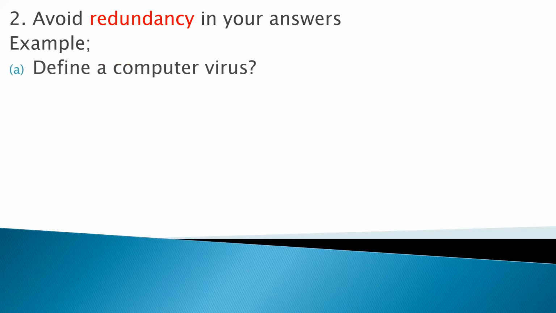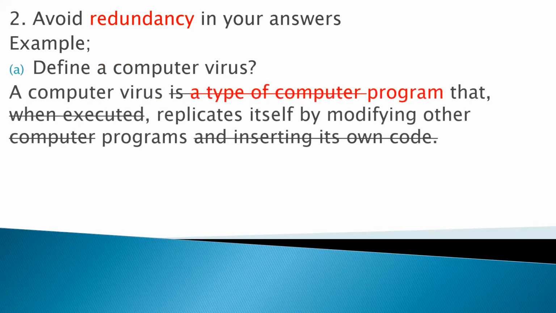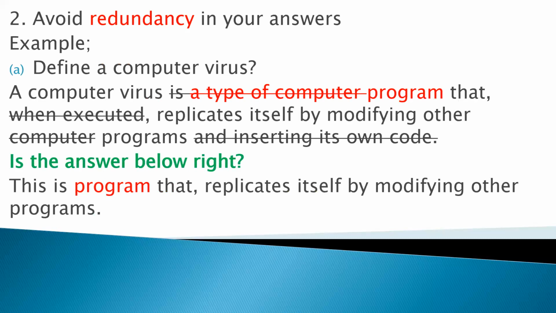For example, if I say define a computer virus, there is a definition there and another one down. The first person defines a computer virus as a type of computer program that when executed, replicates itself by modifying other computer programs and inserting its own code. That's the first definition. Now, according to tip number two, there are some redundant words here. If I leave out type of computer, leave out when executed, leave out the repeated computer program, and cross out inserting its own code, I just say, this is a program that replicates itself by modifying other programs.